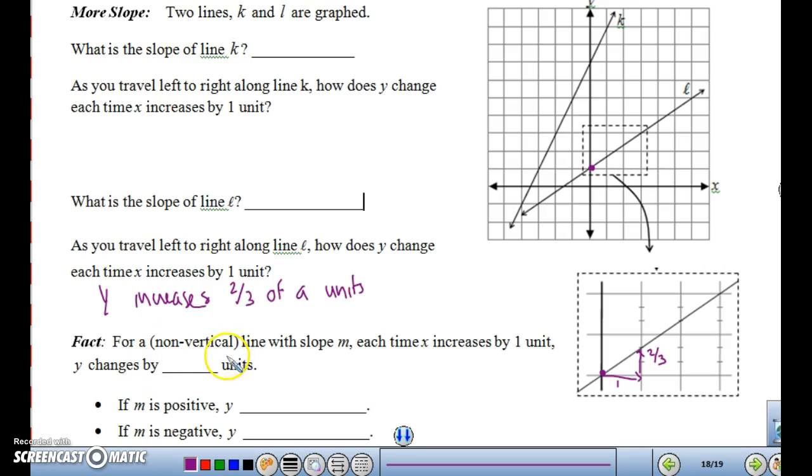For a non-vertical line with a slope of m, each time x increases by 1 unit, y will change by whatever m is, m units. So if your slope is 2/3, if you go over 1, you're going to go up 2/3. If you go over 1 again, you're going to go up another 2/3, or whatever slope it happens to be. So if m is positive, that means y is going to increase. Your line goes up. What if m is negative? What if your slope is negative? Well, that means that y is going to decrease, which means your line goes down.